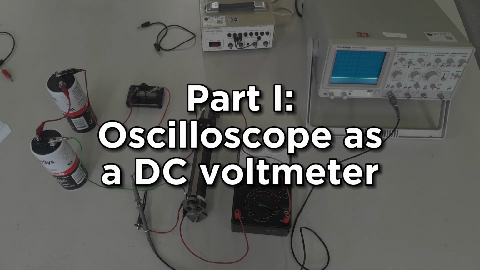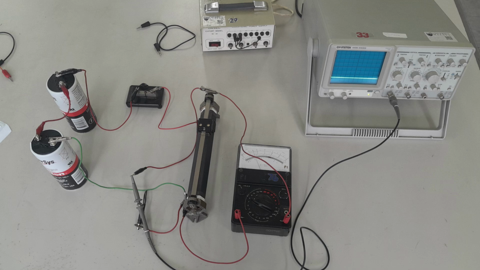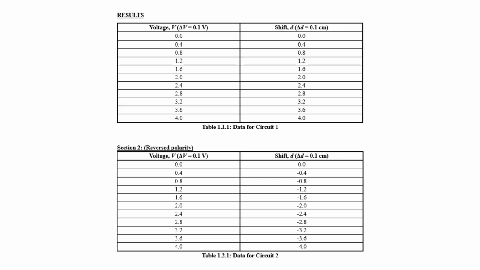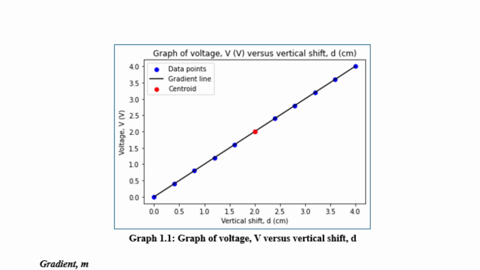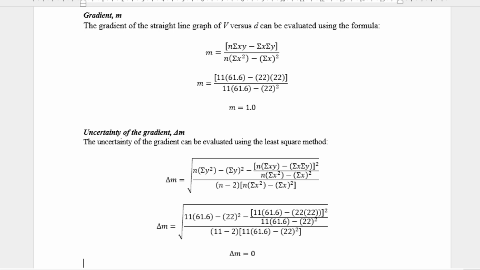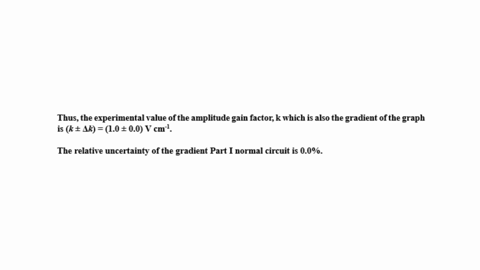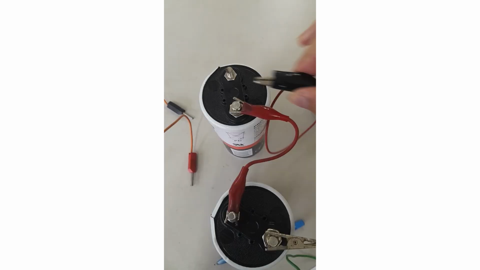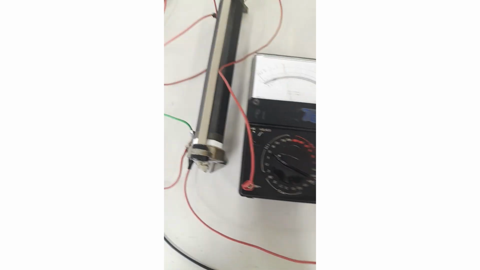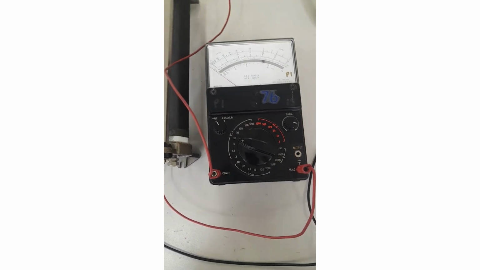The first part is oscilloscope as a DC voltmeter. Based on the circuit that I arranged, I obtained two sets of results. One is a normal circuit while the latter has the polarity of the battery and voltmeter reversed. I made a table to input the results to make two sets of graphs. I found out that the relation is the shift is proportional to the voltage. Next, I obtained the gradients for each graph to find the gain factor. The gain factor for the first circuit is exactly 1, meanwhile the second is exactly -1. From this experiment, the oscilloscope can be utilized as a DC voltmeter because the gain factor agrees with the preset value shown on the voltage scale knob on the oscilloscope within the experimental uncertainty range.